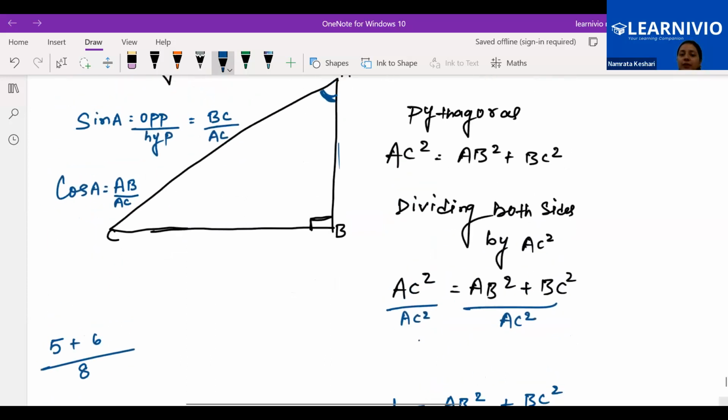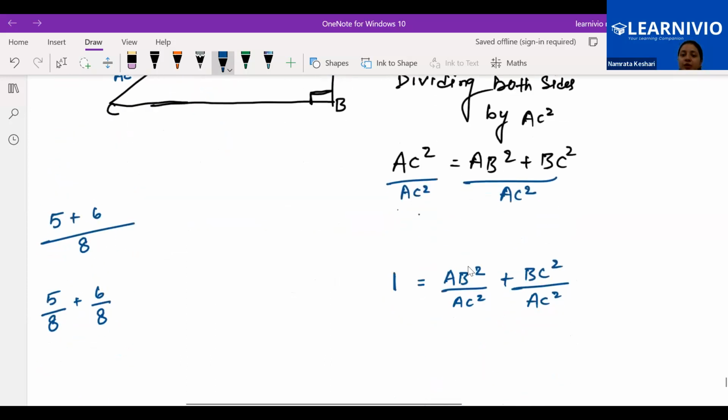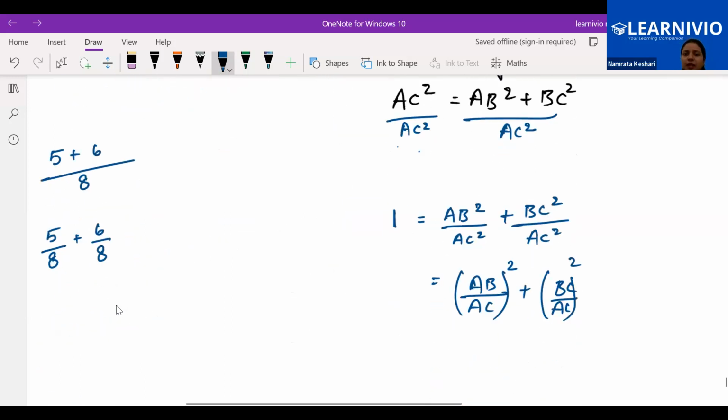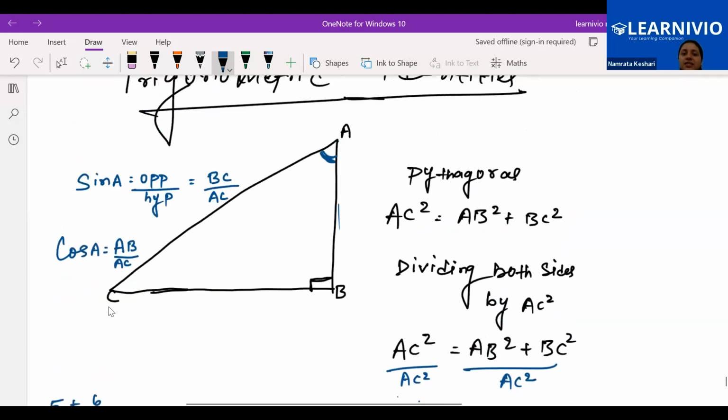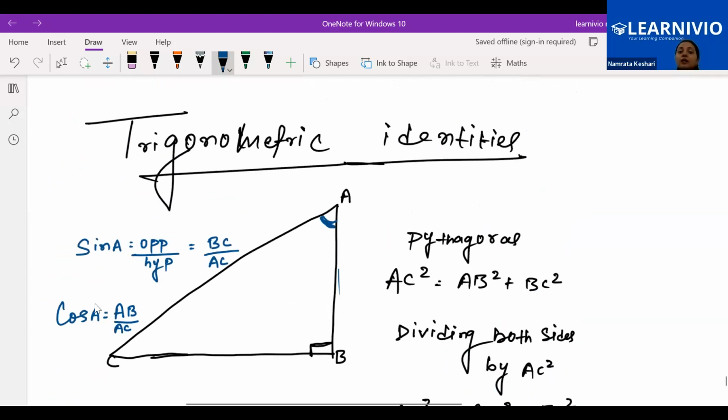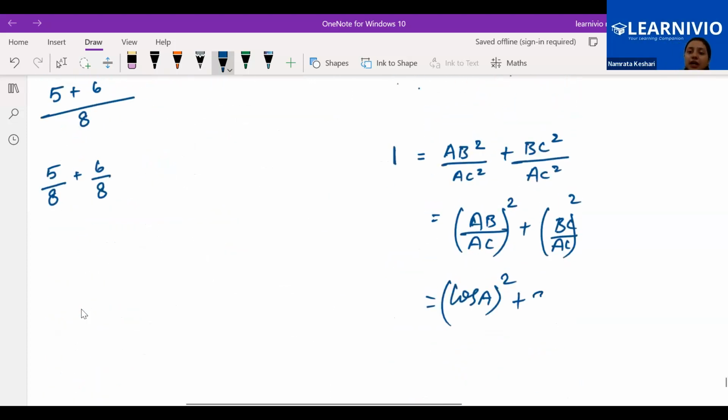At the place of AB by AC whole square, we can write it like this. AB by AC, both complete square. And this one we can write BC by AC, both having a square. Now AB by AC means cos A, so we can write cos A, that's complete square. And other one, BC by AC means sin A from the same right angle triangle. So we can write sin A, that's complete square. And that is equals to 1.